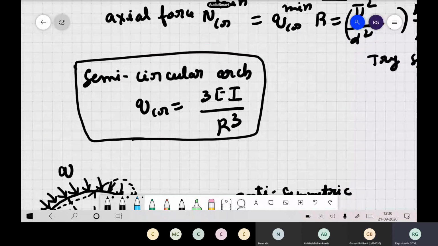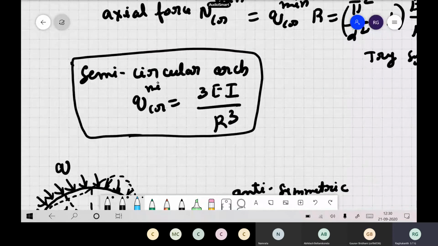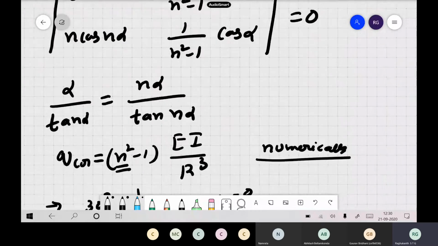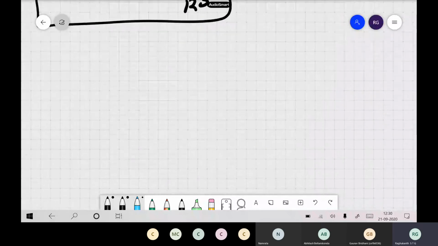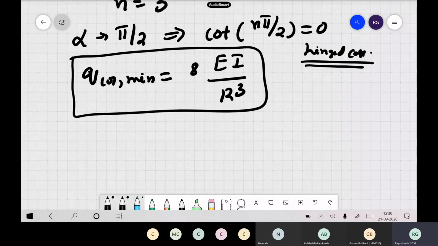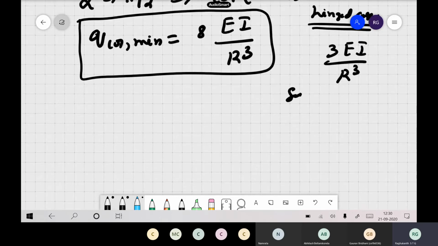For the semicircular arch, the buckling load was 3EI/R³. Now if you make the supports fixed, as I already told you in tunnels and others, if you fix both ends, generally the buckling load increases. 3 was there, now we have 8EI/R³. So it is almost double, or maybe 2.5, or even triple kind of a thing. Now you can try for the symmetric modes also.